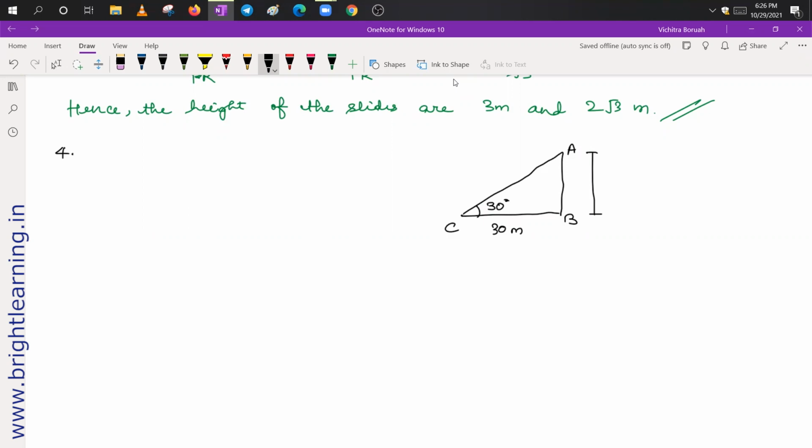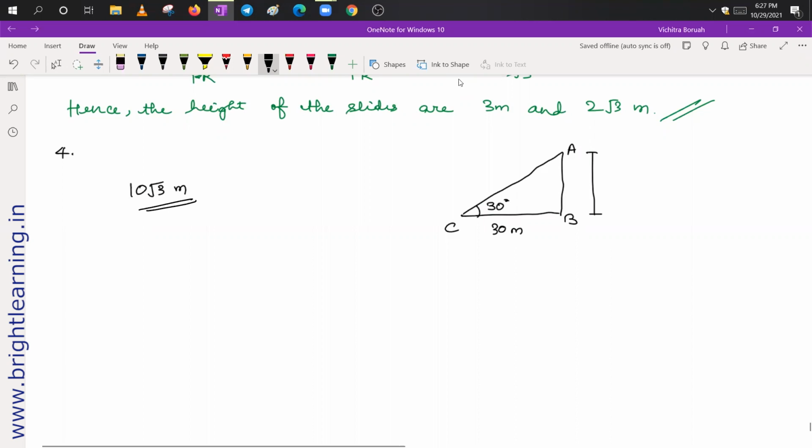So we are given the angle. Sir? Yeah, Sachin. Is the value of the height of the tower 10√3 meters? Okay, 10√3. Yeah, very good. 10√3, it is the answer. 10√3 meters.